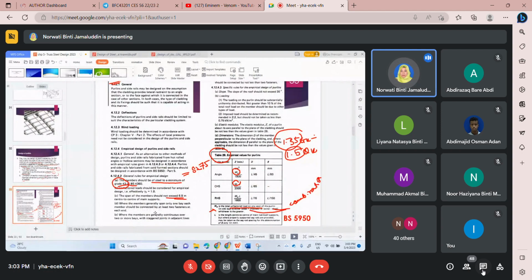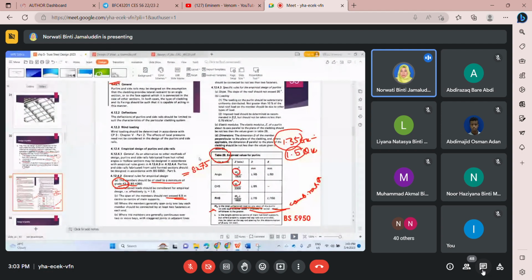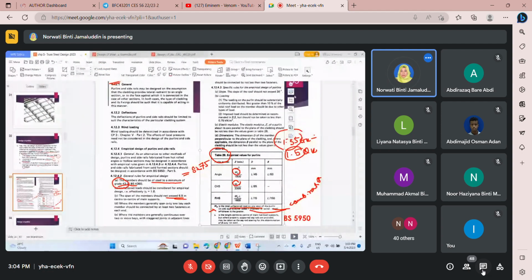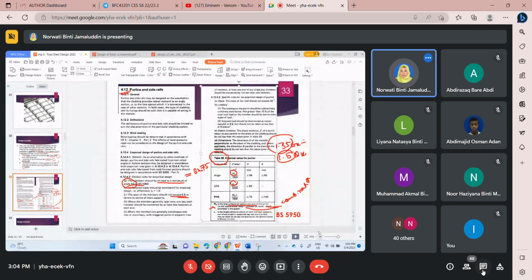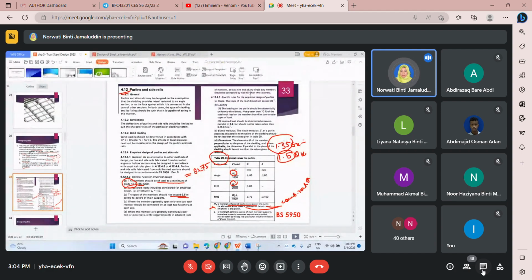Okay, and then at least 2 fastener. Where members are generally continuous over 2 or 3 bays with staggered joint in adjacent line. Okay, it should be connected. Sorry. At least one end of any single bay member should be connected by not less than 2 fastener. Okay, this one is specific rules for this empirical design.